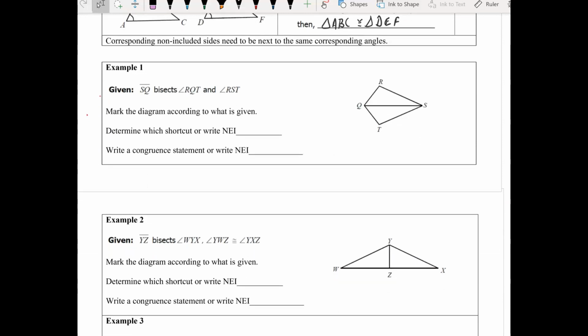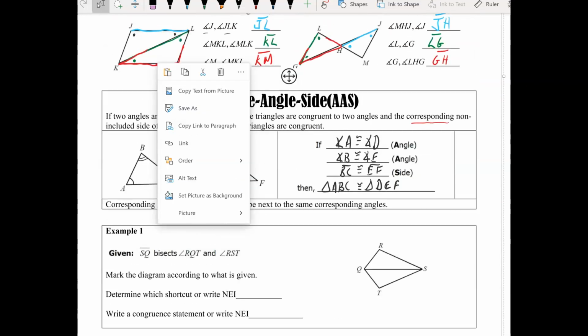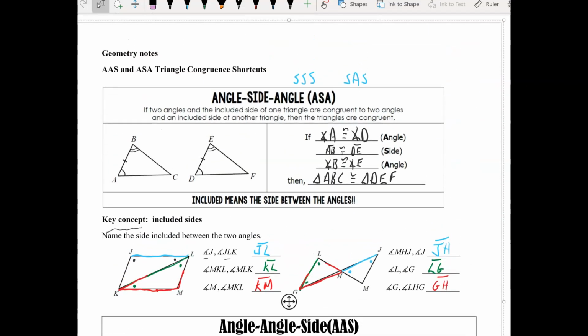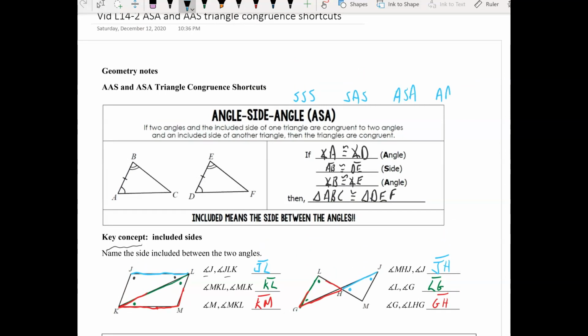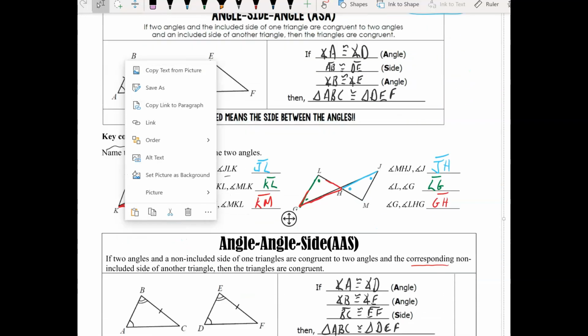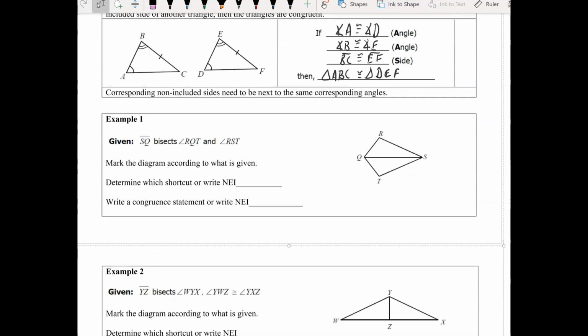Now we're going to go through the standard process for these kinds of problems, which is to mark the diagrams and then to determine which shortcut we're looking at. Now, any of the shortcuts are possible here, so let's see what happens. And remember, we've got 4 now. We've got SSS, SAS. Now we also have ASA and AAS. So we're going to focus on these 2, but any of them are possible now and in your homework. So let's take a look.